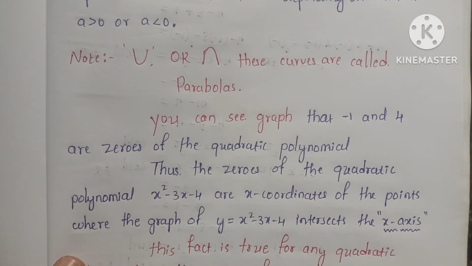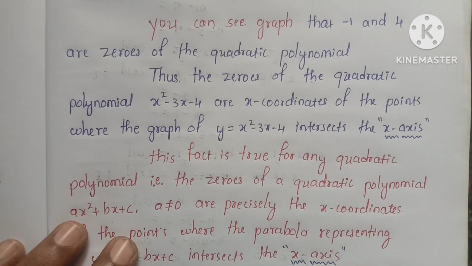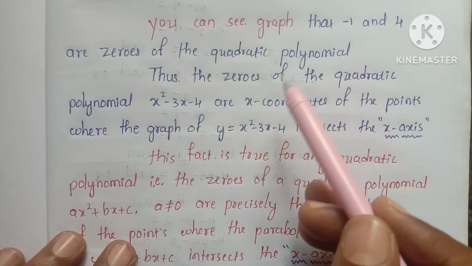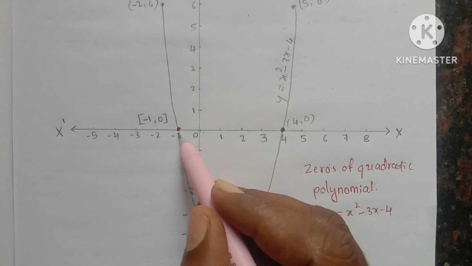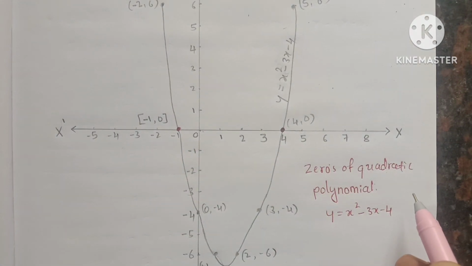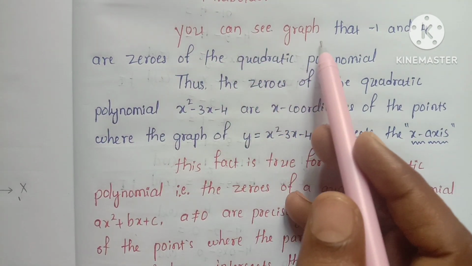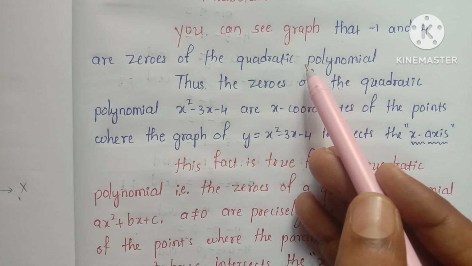You can see from the graph that minus 1 and 4 are the zeros of the quadratic polynomial.